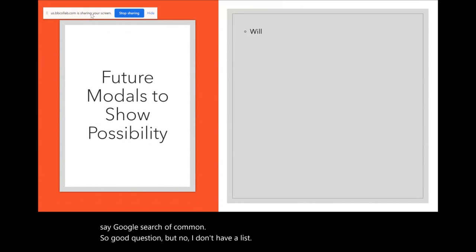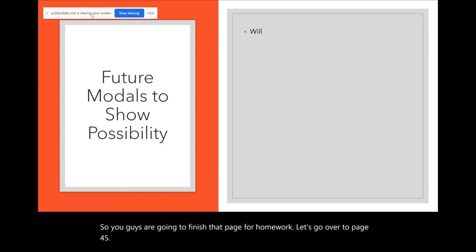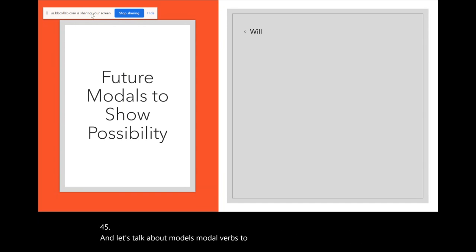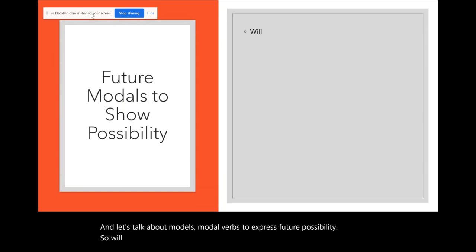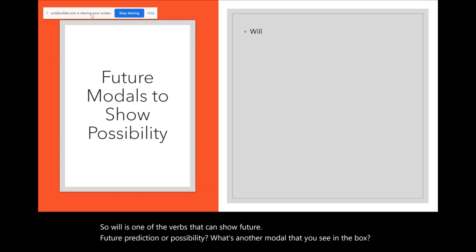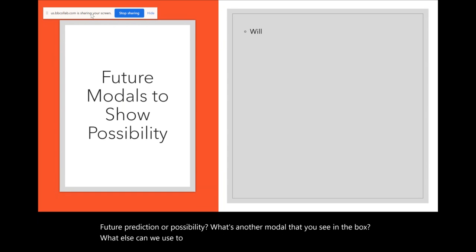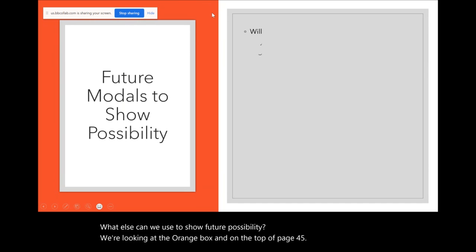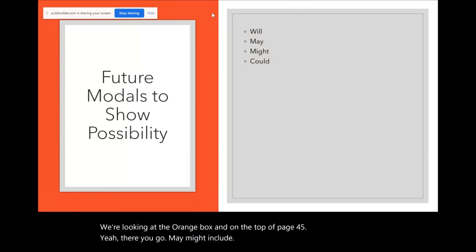Yeah, thank you. Okay, so you guys are going to finish that page for homework. Let's go over to page 45 and let's talk about modal verbs to express future possibility. Okay, so will is one of the verbs that can show future prediction or possibility. What's another modal that you see in the box? What else can we use to show future possibility? Well, we're looking at the orange box on the top of page 45. Oh, may, could, might. Yeah, there you go. May, might, and could. We're going to focus on these 4 modals today.